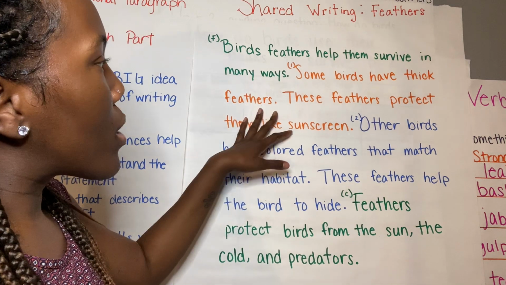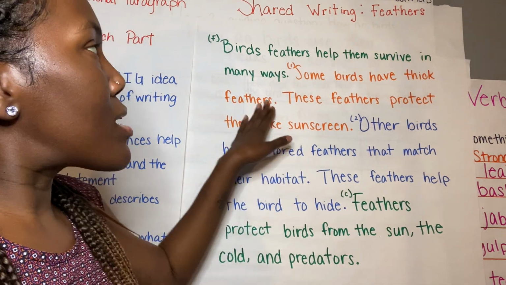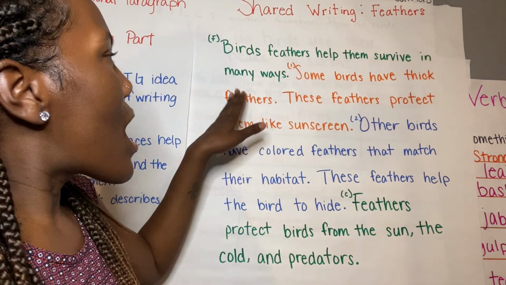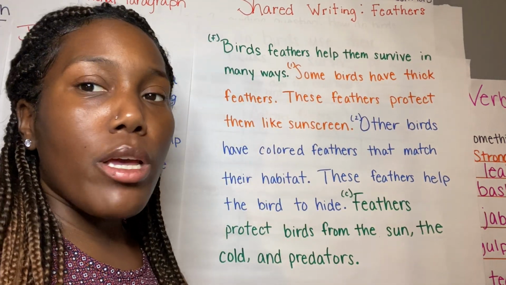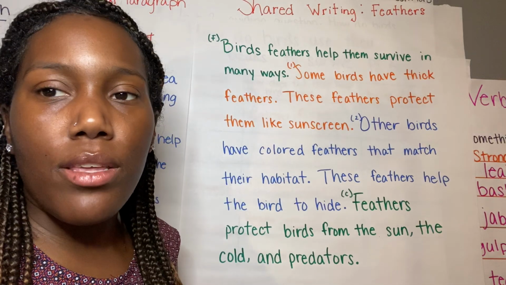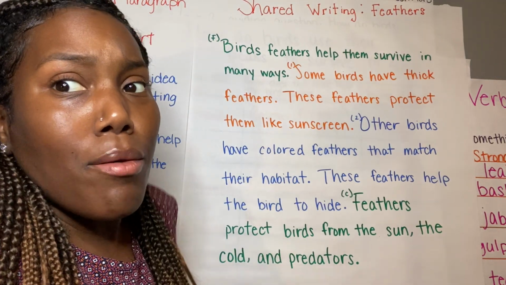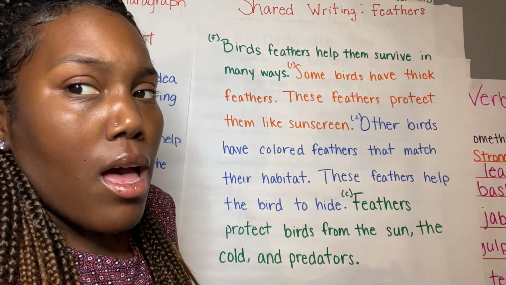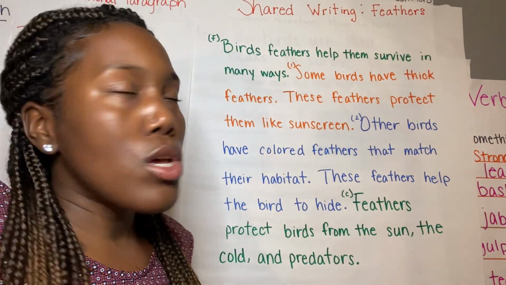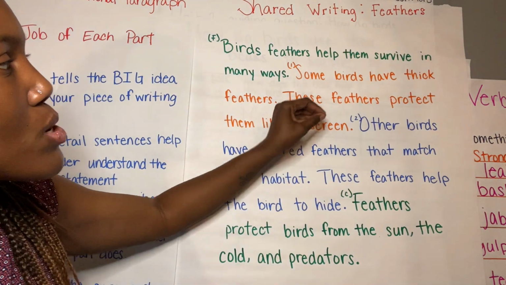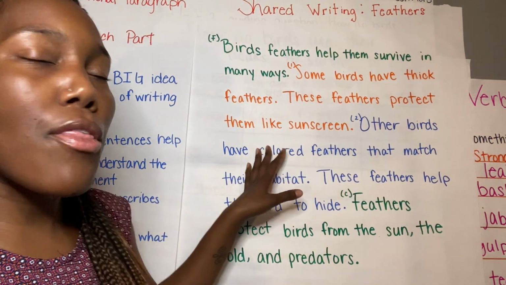Now, we couldn't just leave it there, because is that telling our reader how the feathers help them survive? No. It's doing a great job at describing those feathers, but it's not saying how the bird uses it to survive. I could have thick feathers, it doesn't tell me how I'm using those. So the next part of our detailed sentences tells us how that bird is using them.